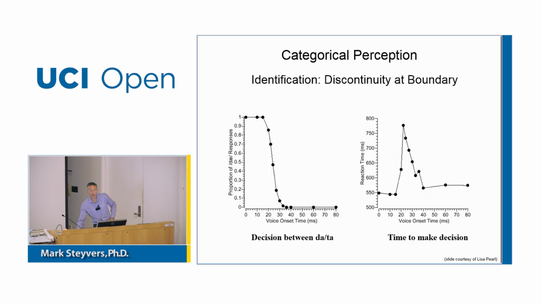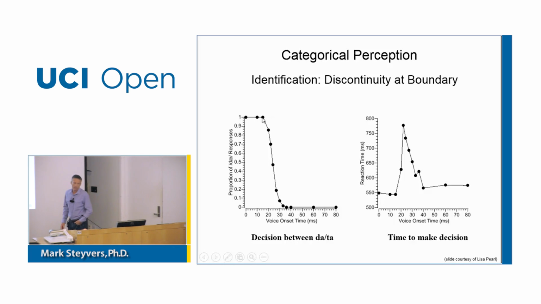Also, people are a little bit slower to identify sounds that straddle the category boundary. It takes a little bit longer to identify this ambiguous da-ta sound than sounds that are more clearly da or ta. Now here's the key aspect of categorical perception. If I play you these two sounds and I ask you, are these two sounds the same or different?